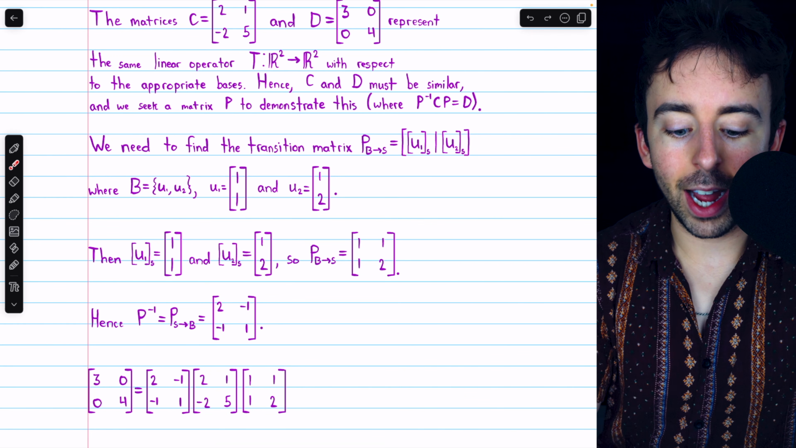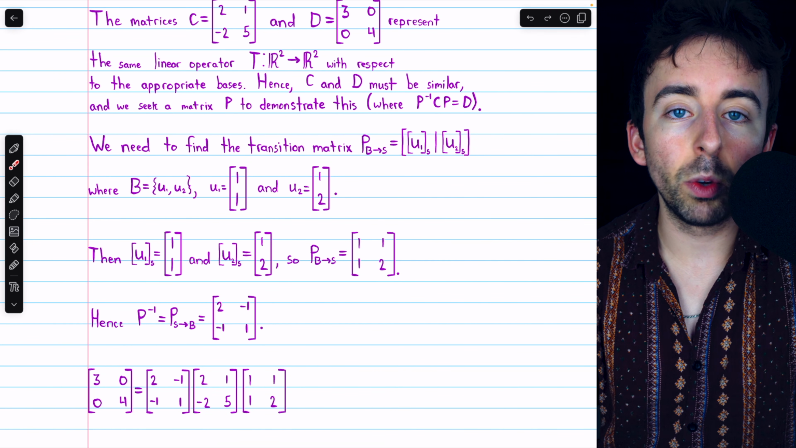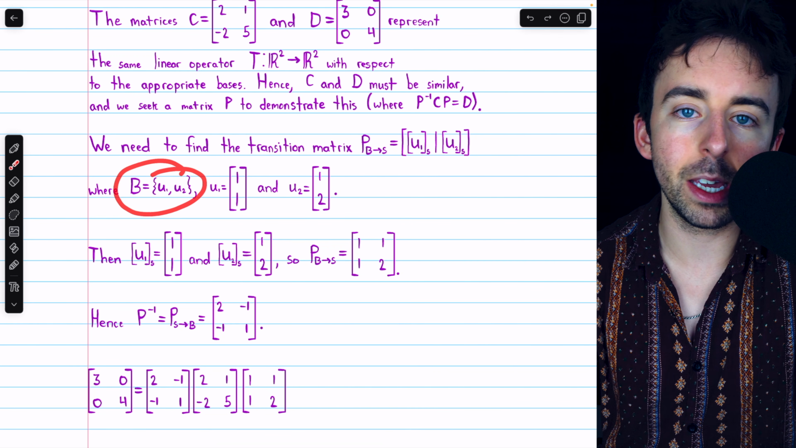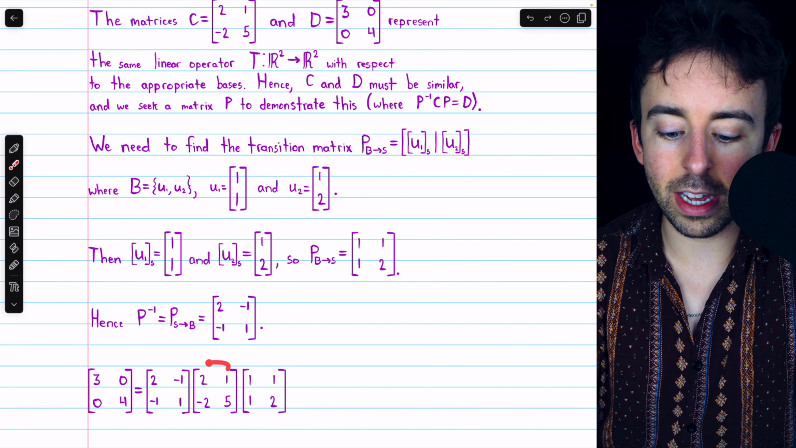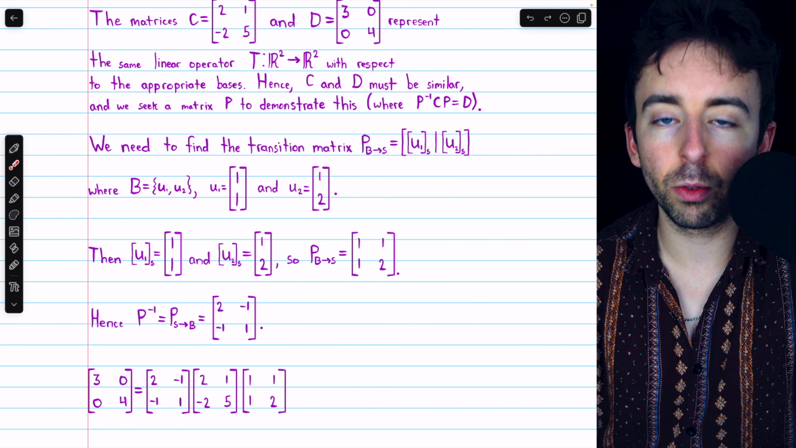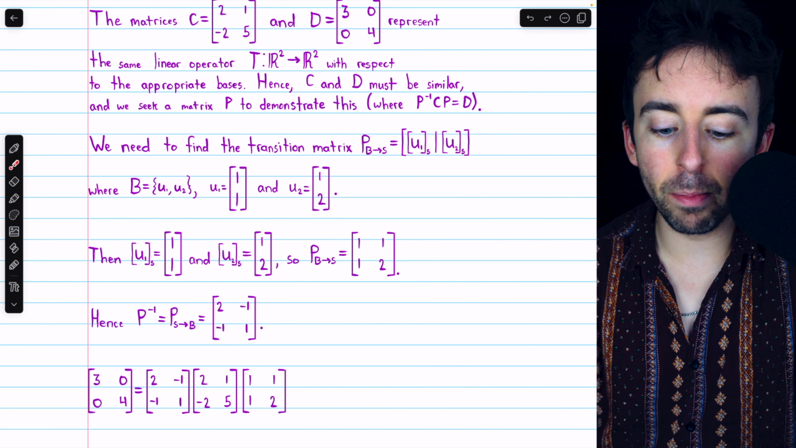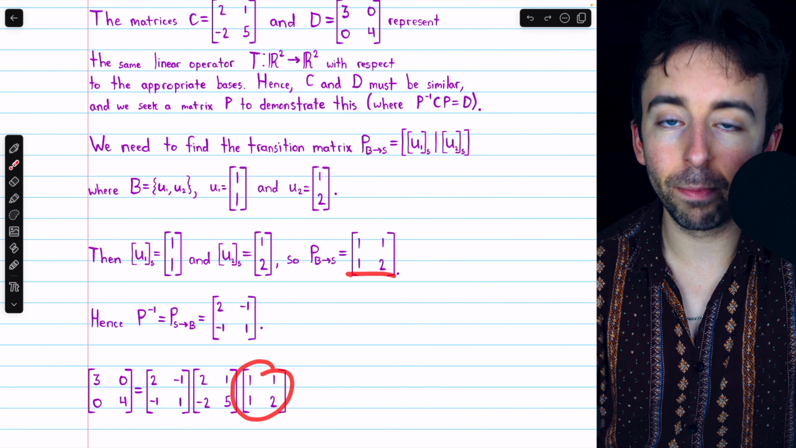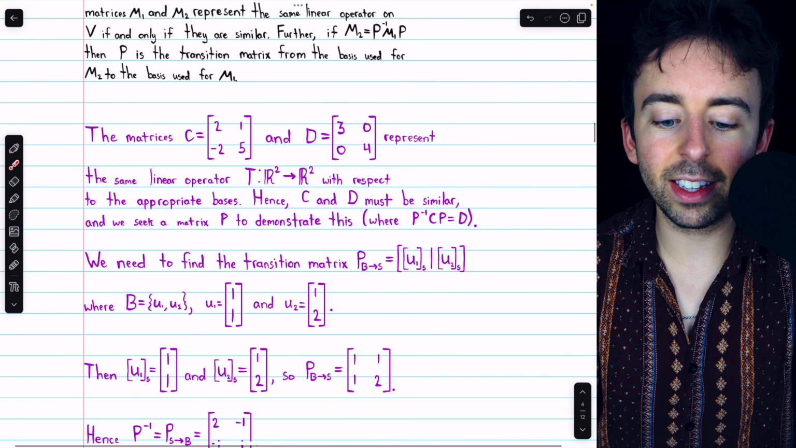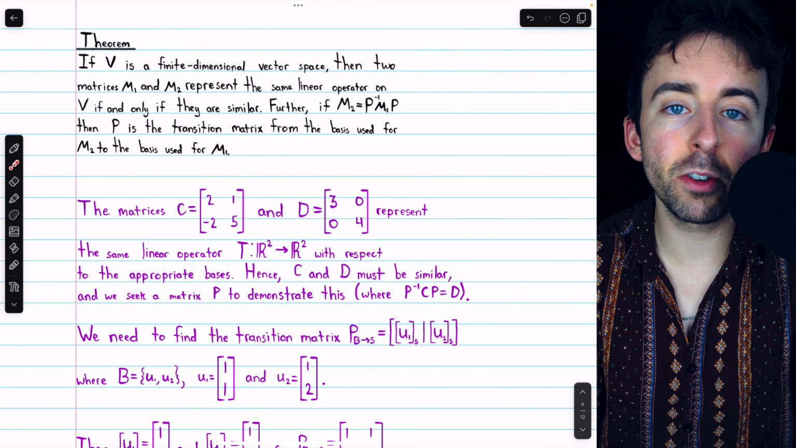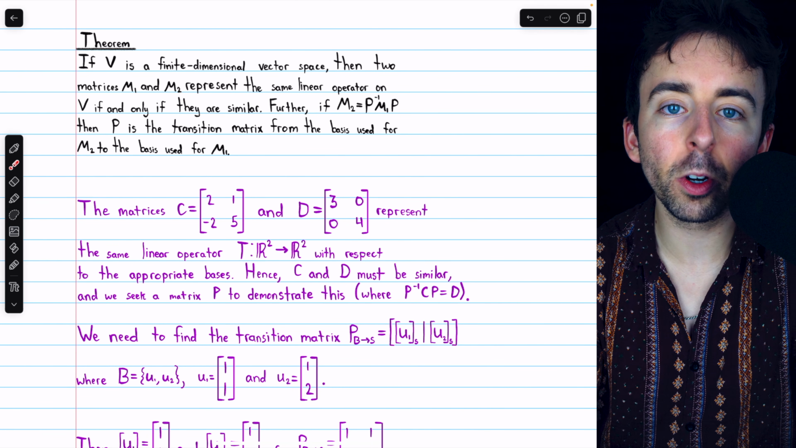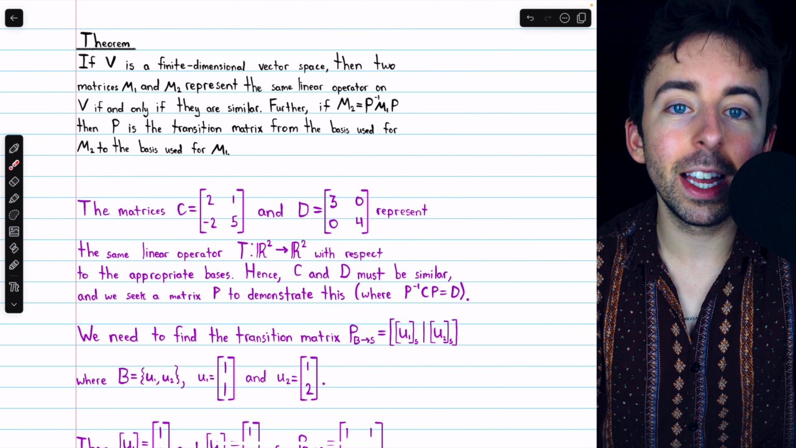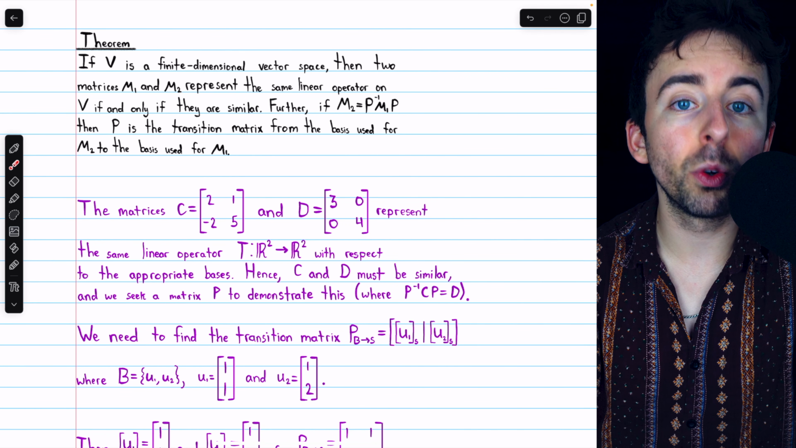And then you can verify that indeed this matrix D, which was a matrix for the linear operator with respect to the basis B, is equal to the original transformation matrix with respect to the standard basis, but multiplied on the left by P inverse, and multiplied on the right by P. So again, we're seeing this theorem in action, that transformation matrices for the same linear operator are in fact similar, and the matrix that will demonstrate that similarity is a transition matrix between the bases.